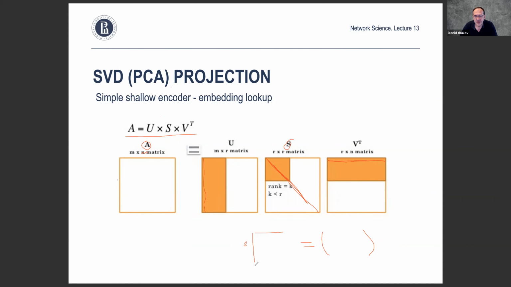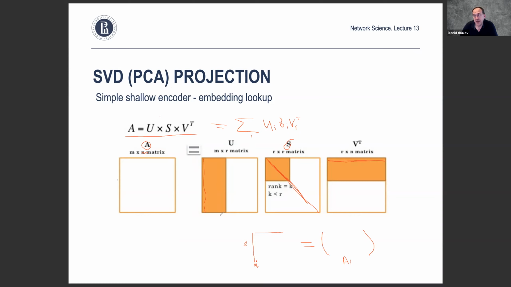So if this is the kth vector, we'll call it A sub i. And in fact, the entire matrix can be written as the summation of this type of products.